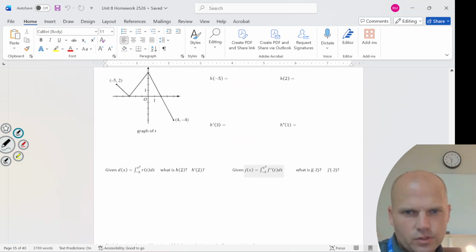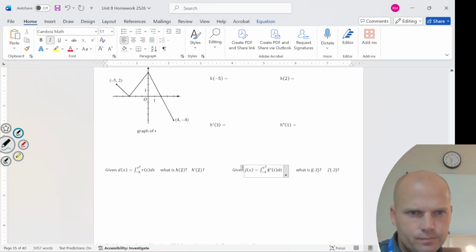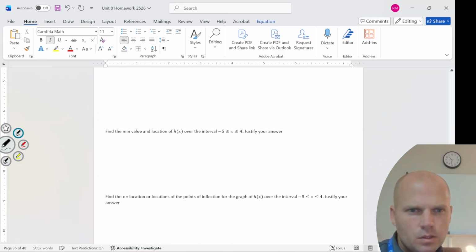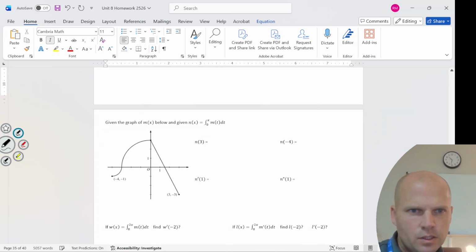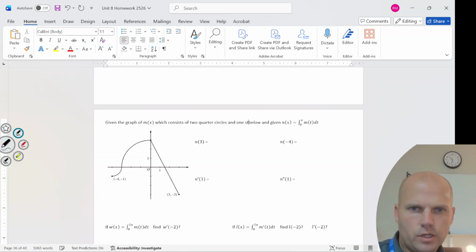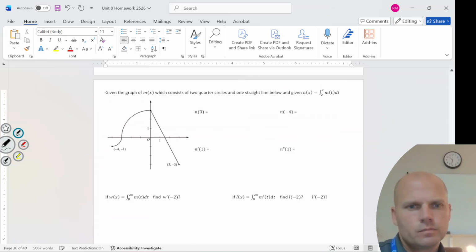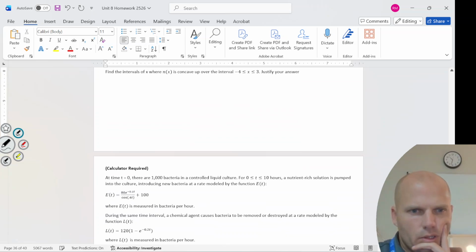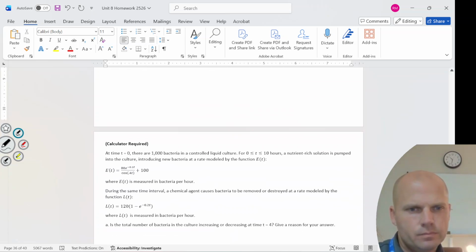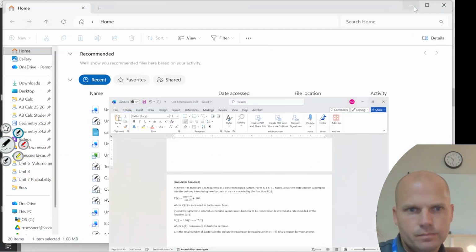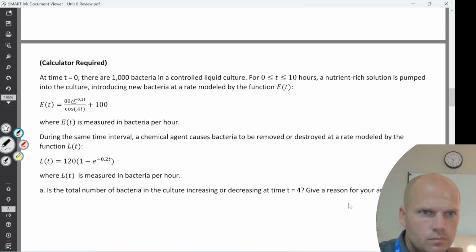Okay. What was this? This should be R prime. This should be D. That's good. Which consists of 2 quarter circles and 1 straight line. Okay, and that's an E. Save. All right.